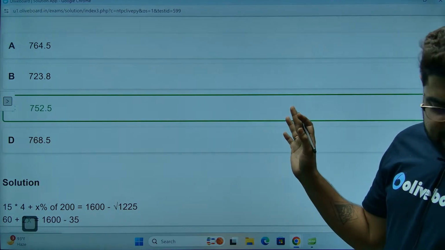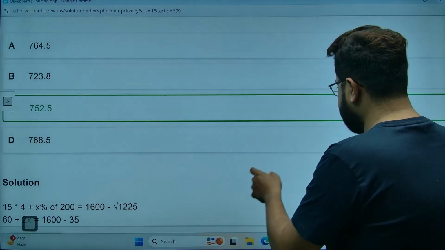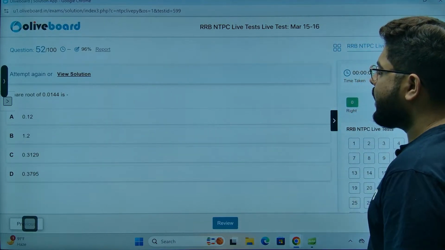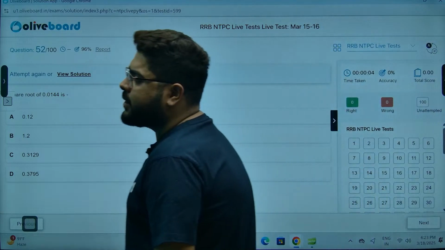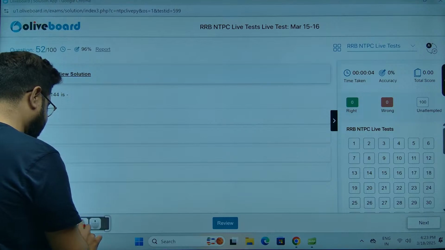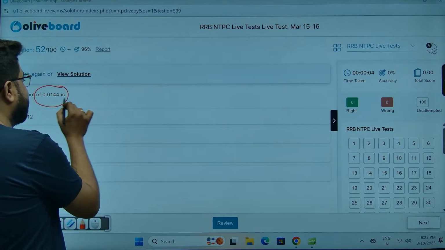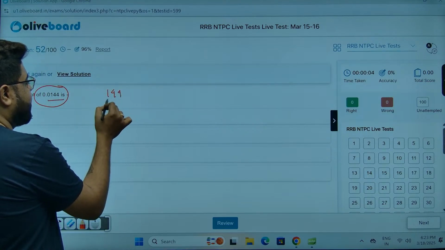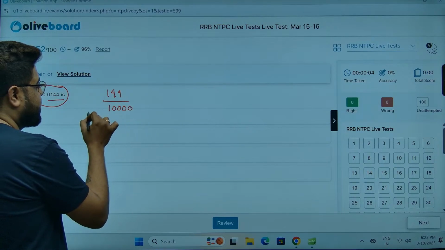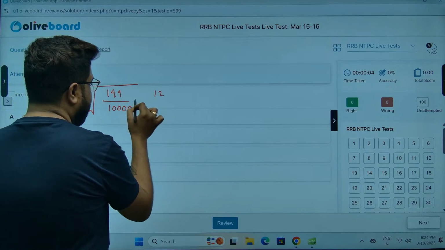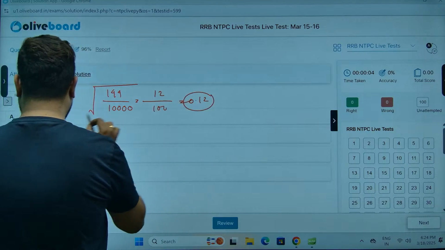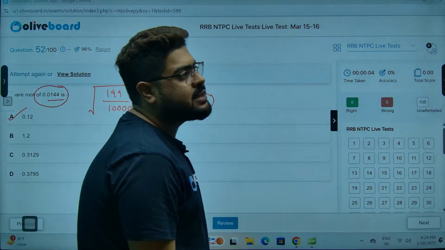You see, very simple question. Okay, sir. Moving on. Square root of 0.01444. You do not need anything, but still, for the basic students, I'm saying this. I can write 144 divided by, for this decimal, 1, 2, 3, 4 zeros. So it is 12, and 4 zeros means I'll have 2 zeros, meaning 0.1. Option A.